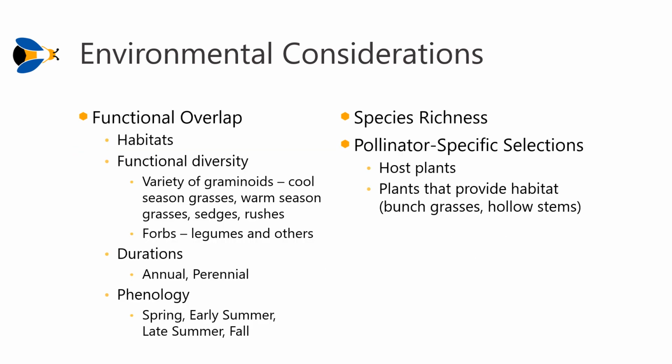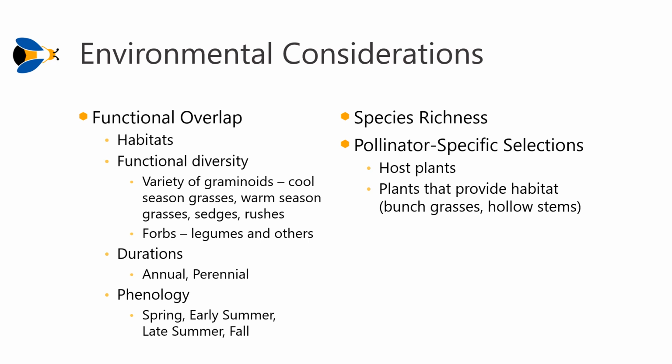Functional overlap ensures that the seed mix is stable and that species from the mix will grow in all areas of the site. For each habitat on site, multiple species that grow under those conditions should be included in the seed mix. There should also be a diversity of graminoids, including cool season grasses, warm season grasses, sedges, and rushes, and forbs, both legumes and otherwise. Multiple species of each functional group should be included in the mix. Species with both annual and perennial duration should be selected in the mix.